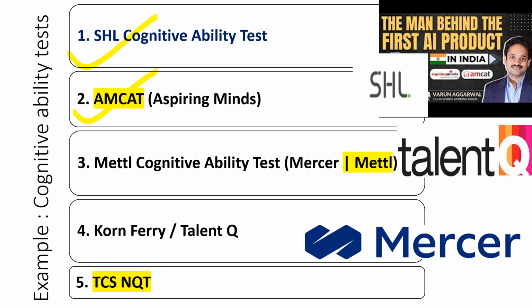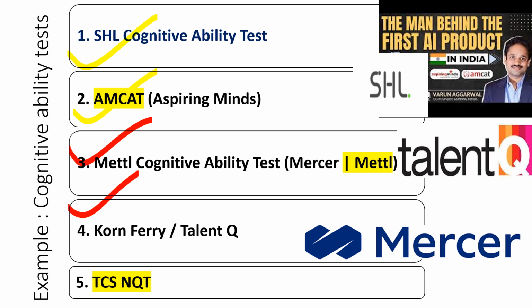The second one is MCAT. This test was founded in India by Aspiring Minds and is now owned by SHL. It is used extensively by companies such as Accenture, Cognizant, HCL, Mindtree, and several BFSI firms for freshers. The third one is the Marker Cognitive Ability Test. It's an Indian assessment platform for both campus and lateral hiring. It is a preferred choice for tech companies, consulting firms, and BFSI organizations.